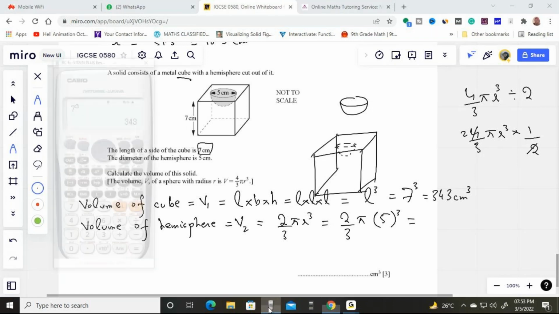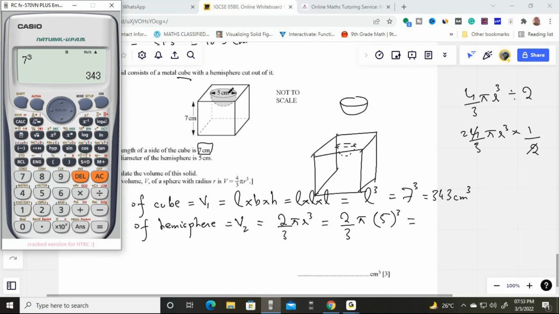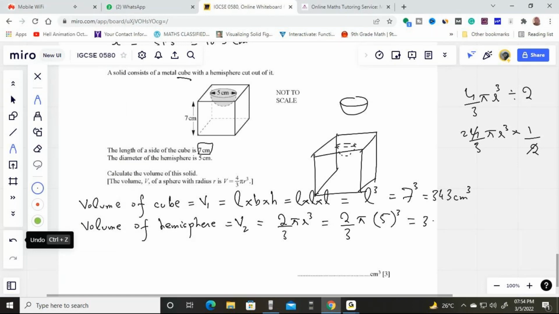Miss, isn't the radius 2.5? Radius is going to be, yeah, I'm sorry, radius is going to be 2.5. Diameter is 5. So we'll rectify. So 2 pi divided by 3 multiplied by 2.5 cube. This is giving me 32.725. Keep this calculator value preserved, okay? 32.725. Keep it safe. Now subtract these two volumes.